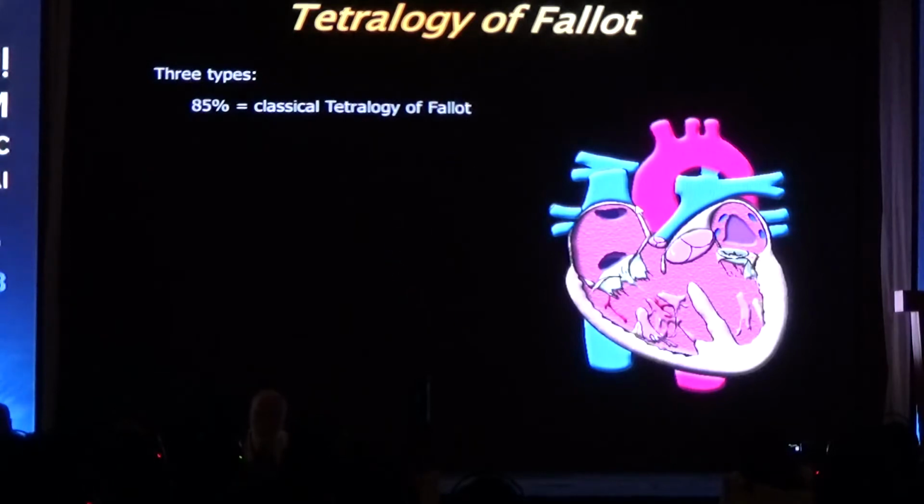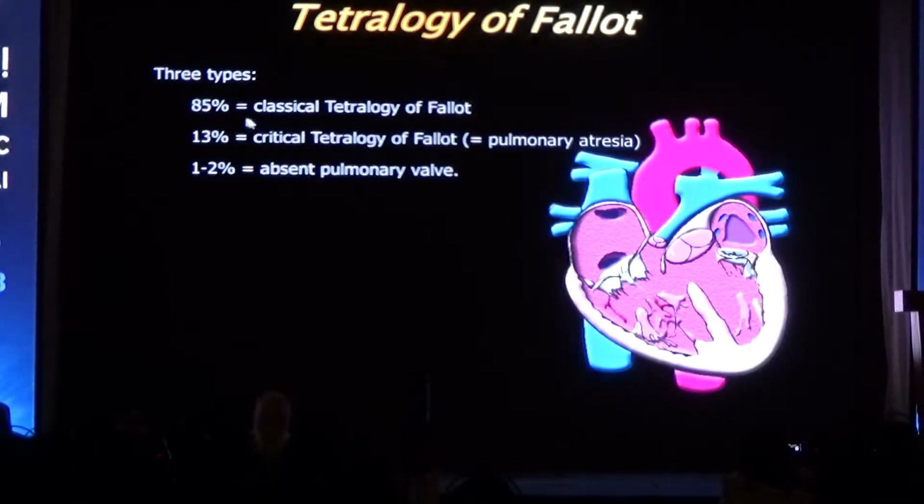So the tetralogy that I'm showing here is a classical tetralogy. 85% of tetralogy of Fallot will present like that. Now, 13% of them, you will have a further progression in which the pulmonary hypoplasia becomes a pulmonary atresia, and at that time there will be no further forward flow in the pulmonary artery, and you will have pulmonary atresia. This is called the critical tetralogy of Fallot.